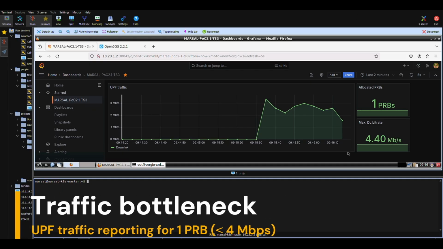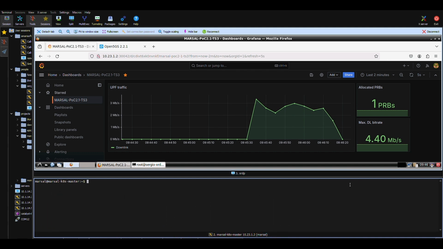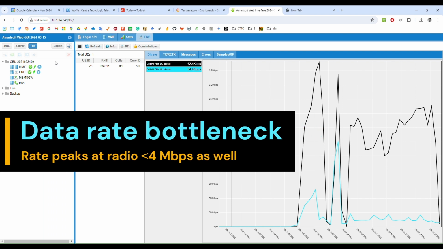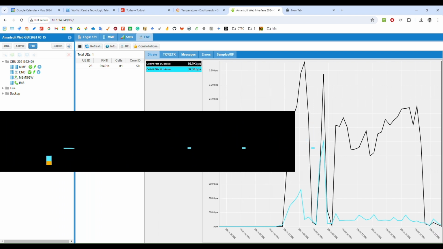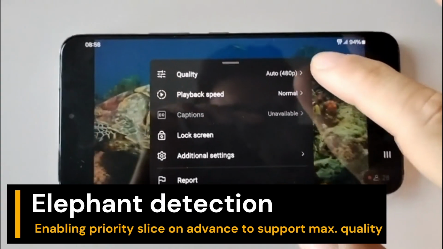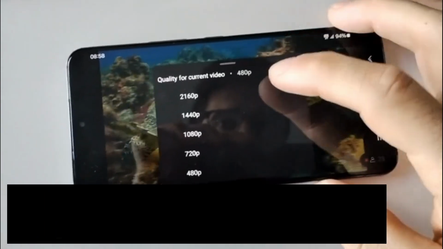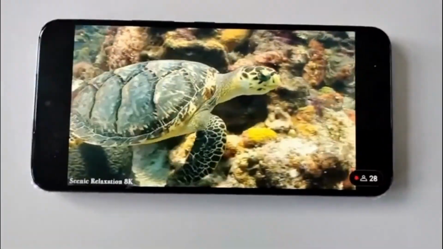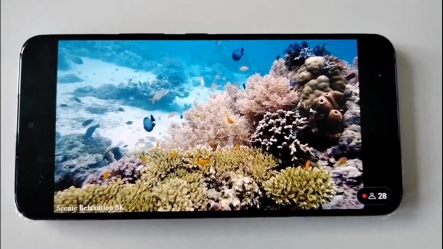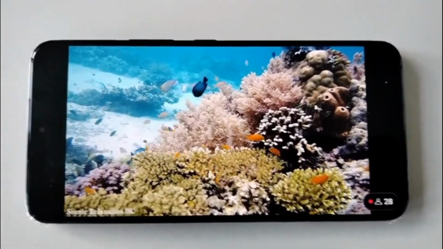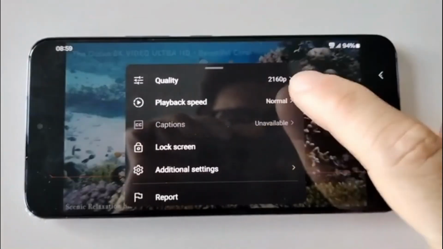In this plot, we can see that there is a traffic bottleneck as we are depicting the UPF traffic reporting for this one PRB allocation, which will be always below 4 megabits per second. We now compare the previous bottleneck situation with that which results from equipping our system with a detection of elephant users. In this case, via the building block of the elephant predictor, we can enable a priority slice in advance to support maximum quality.